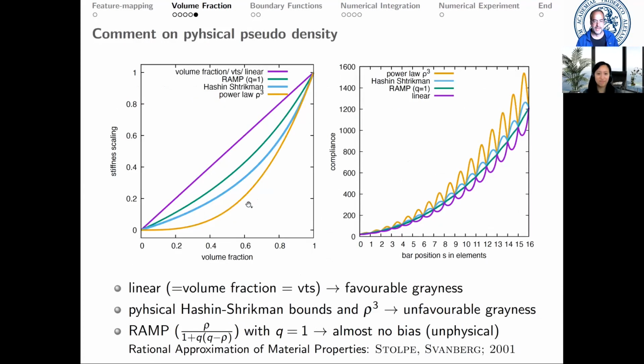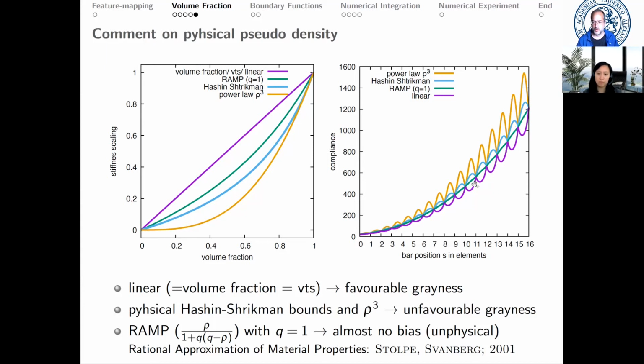So, one slide about these material interpolations. The mustard colored is common SIMP, rho to the power 3, and the blue are the physical Hashin-Shtrikman bounds. With the linear case, our compliance is too good whenever we have grayness. In the mustard rho to the power 3 case, our compliance is very poor when we have intermediate materials. It's penalized. But also in the blue case, we are not continuous. But this is what physics tells us. When we have isotropic intermediate material, it has a poor stiffness.